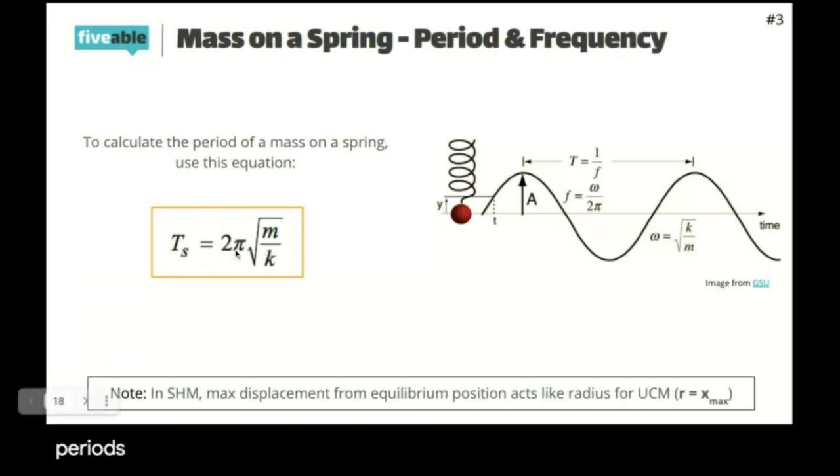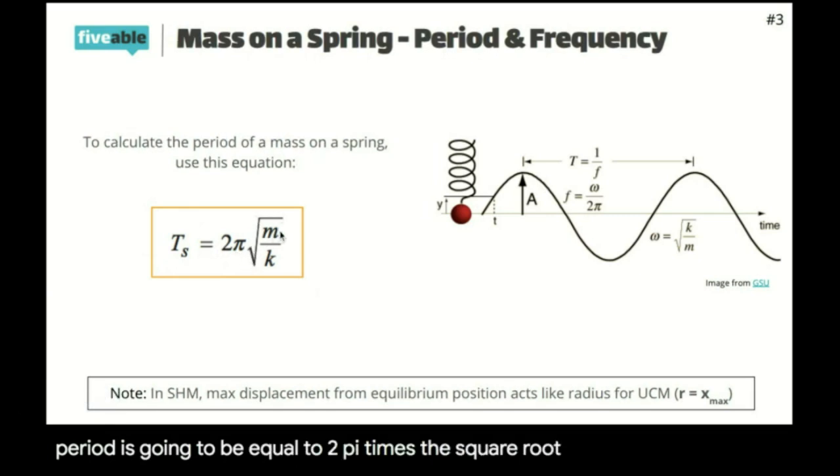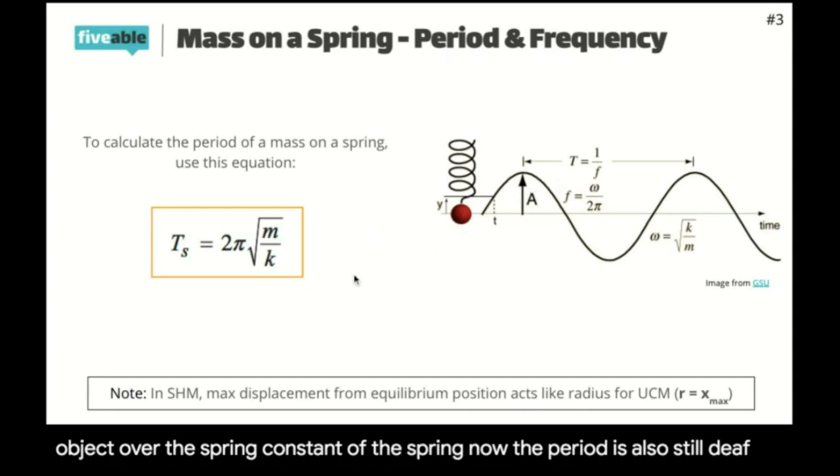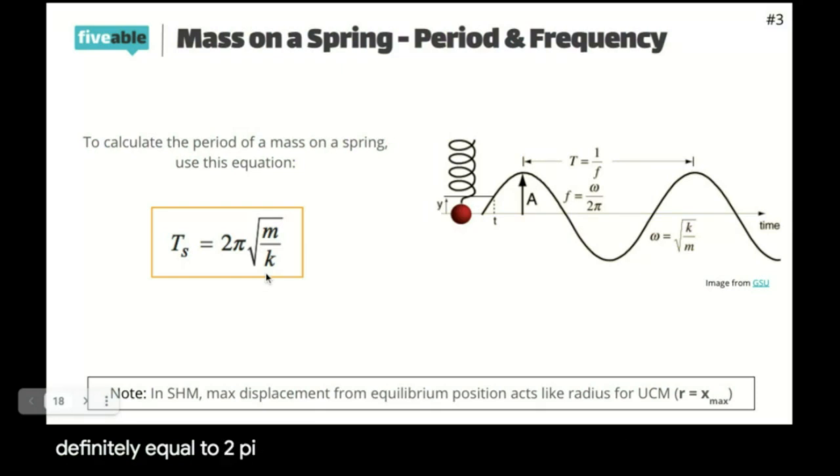So the period is going to be equal to 2 pi times the square root of the mass of the object over the spring constant of the spring. Now the period is also still definitely equal to 2 pi over the angular frequency. So all of that is still legit. There's just this extra way to calculate it for mass on the spring.